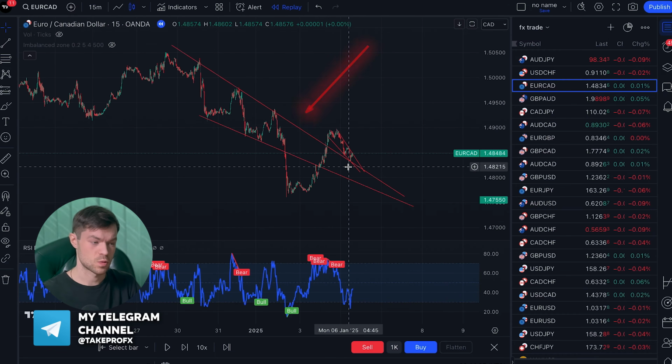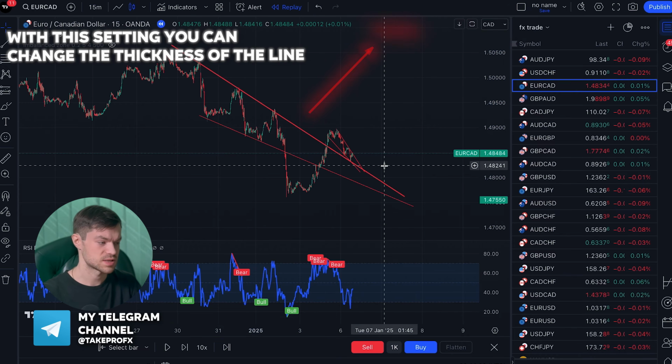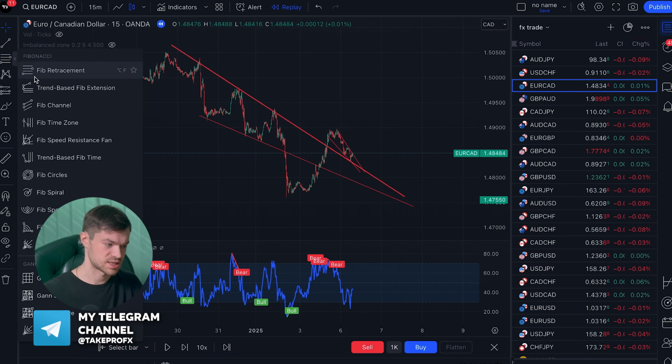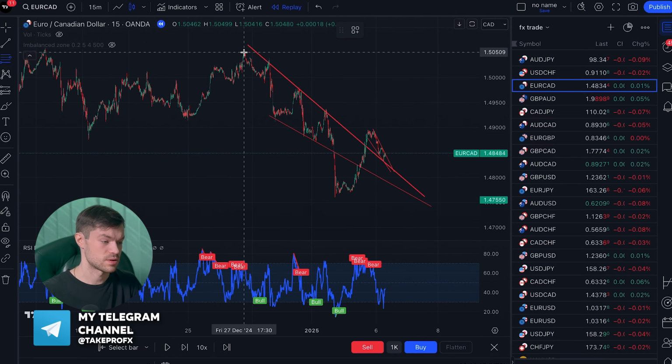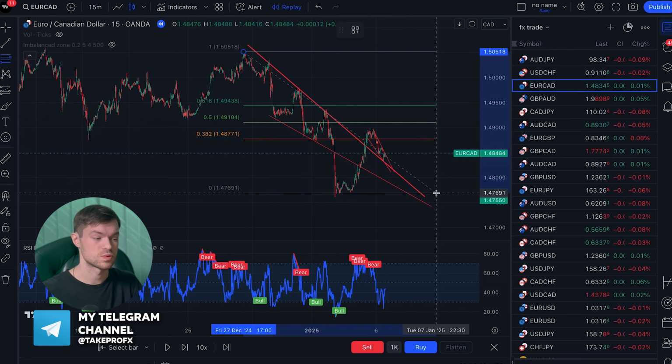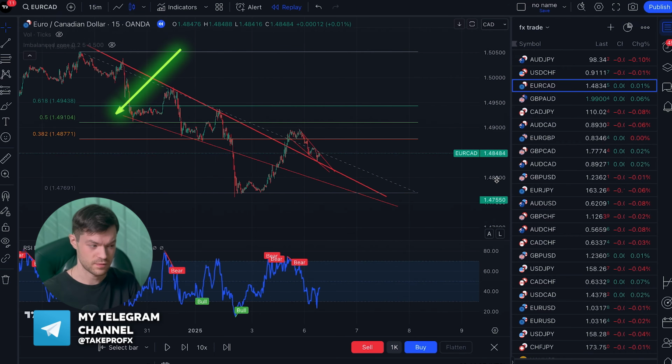Where can the price go after the retest of this trend line? We can make it more bold. It is very important for us. Of course, we take a tool such as the Fibonacci levels and just stretch the grid from the maximum to the minimum value. So our correction target is 0.5 of Fibonacci.